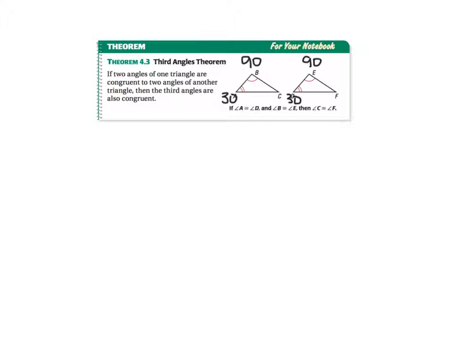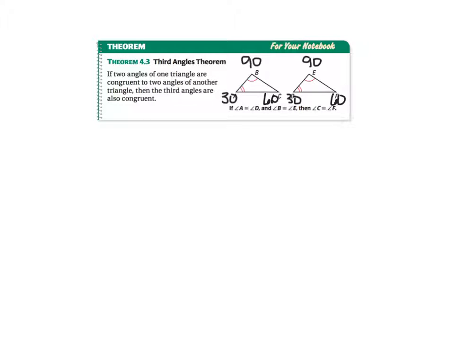Remember, there are only 180 degrees in a triangle. So if these add up to 120 and these add up to 120, that leaves us with 60 degrees left over for angle C and angle F. So therefore, angle C and angle F have to be congruent because I only have 60 more degrees left over out of my 180 for them to be equal to.